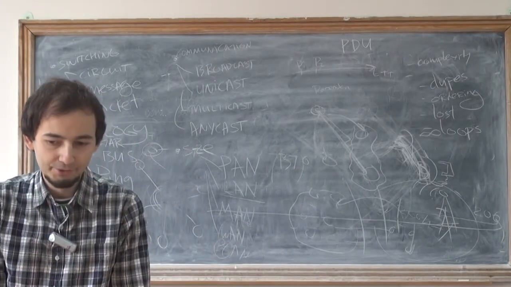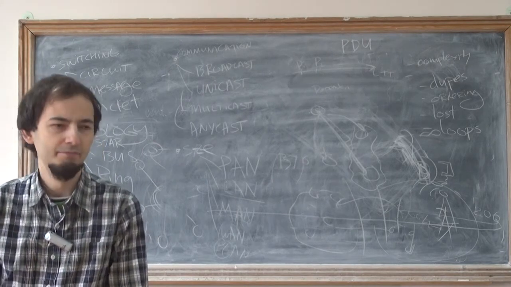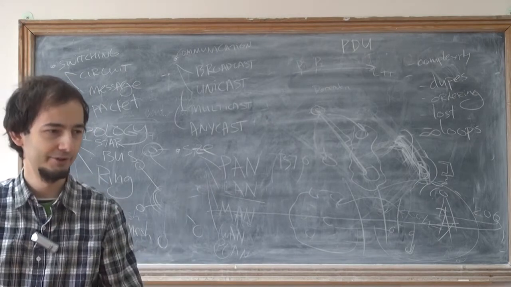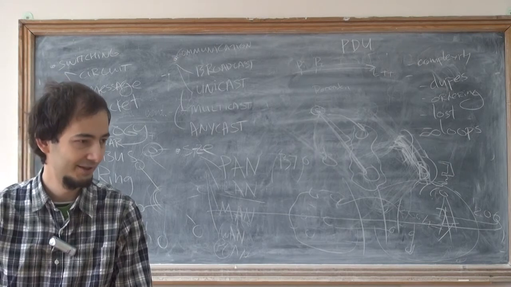And you can also use other criteria, such as by purpose. You could have a business network, an academic network. You could have a gaming network, medical network, etc.